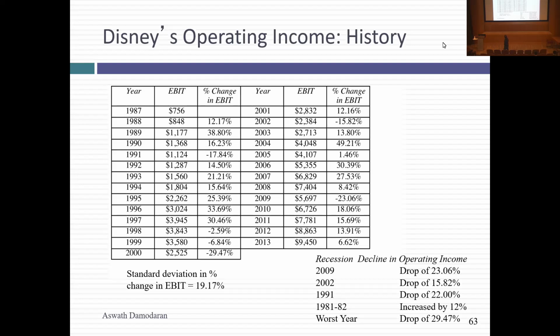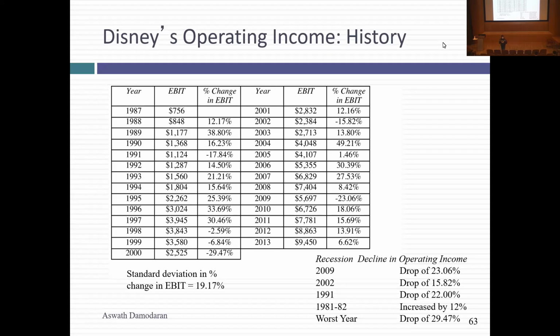And guess what? There have been good years and bad years. The worst year they've had is a 29.47% drop in 2000. That's the worst year Disney's had over this period. The best years, of course, are great. I don't care about the best years because here I'm focused on the downside. I listed 4 recessions here. In 3 of those recessions, operating income dropped by 15, 20, 25%. And in one of the recessions, operating income actually went up.